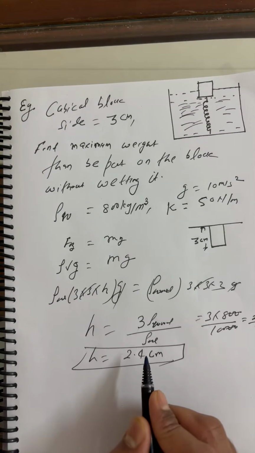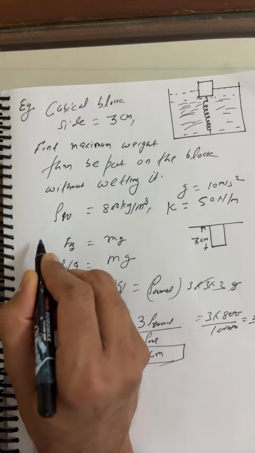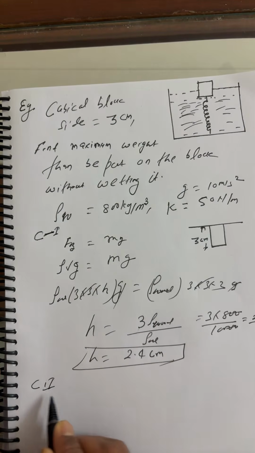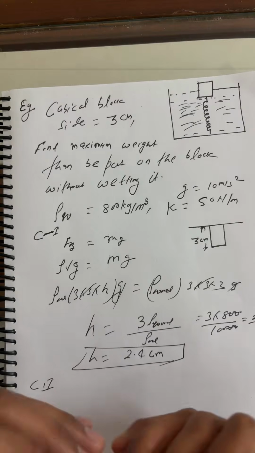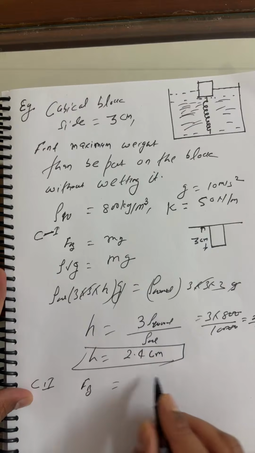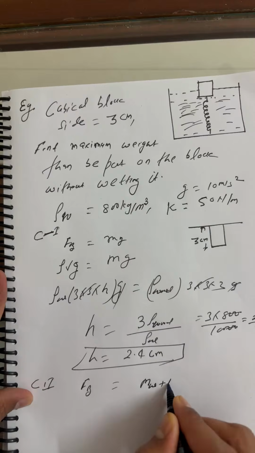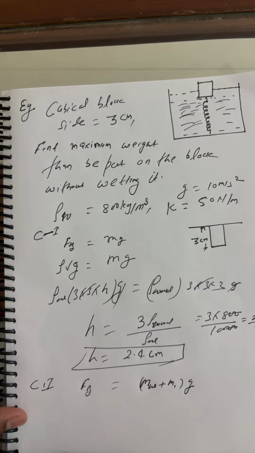Okay, when a mass m is placed on the cube, it is completely submerged. You can see this is case one, and this is case two, completely submerged. For this condition, rho Vg, the buoyant force, equals the mass of wood plus the extra mass, m1, into g. That's all.